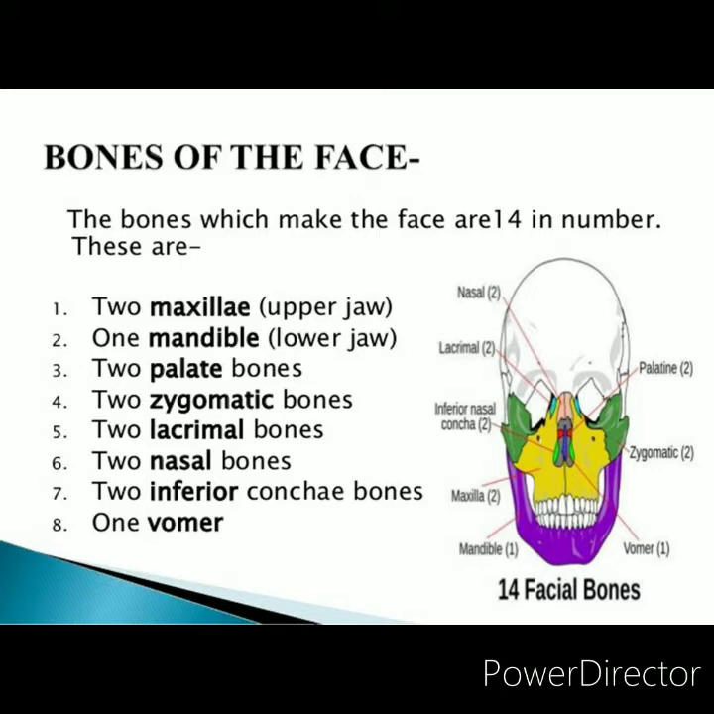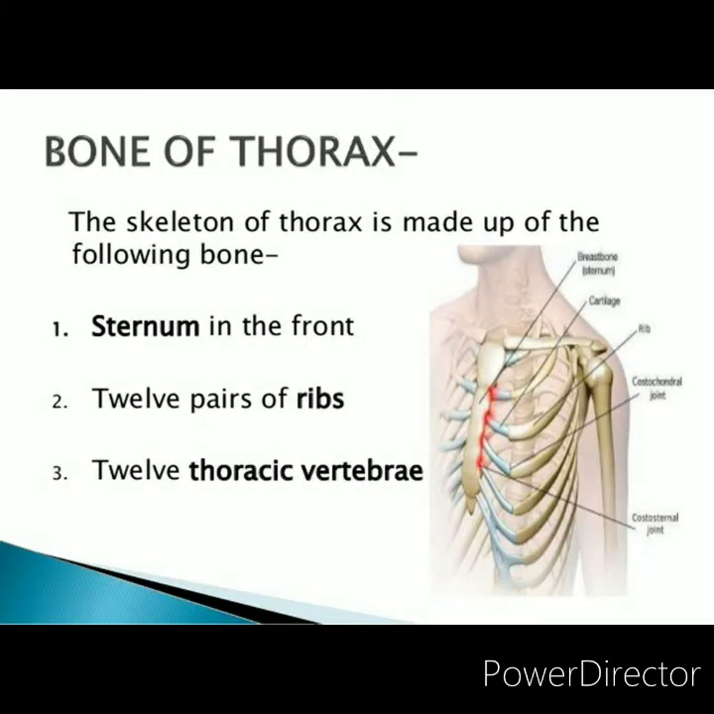Okay, next we will go to the bones of the thorax. Okay, the skeleton of the thorax is made up of the following bones. Okay, we are talking about the chest level. Sternum at the front, 12 pairs of ribs and 12 thoracic vertebrae.